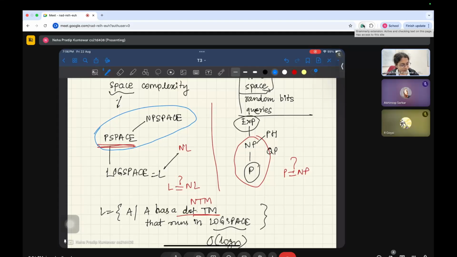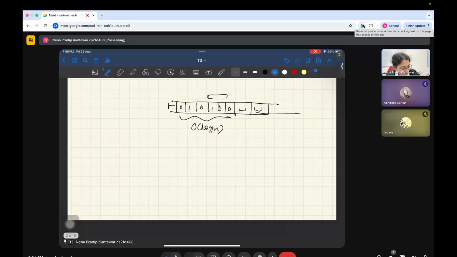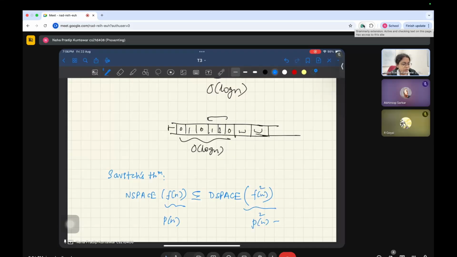So we have a surprising result in the space world, which is the famous Savitch's theorem. It says that NSPACE of f of n, when f of n is large enough, can be simulated by a deterministic Turing machine which runs in f of n squared space. Therefore, if f of n is a polynomial, then the square is going to be p of n squared, which is still a polynomial.